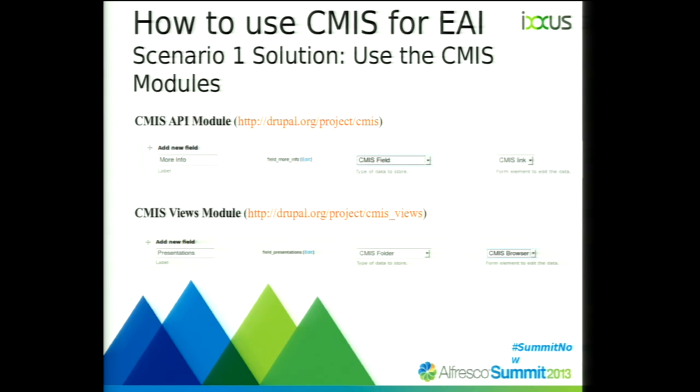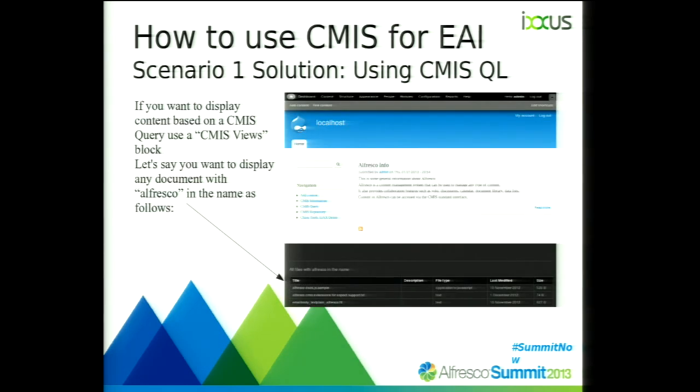Same for CMIS Views. This gives you this CMIS folder type, which gives you a browser. So you can browse to a folder in Alfresco and say, please display the contents of that folder in a table in Drupal. You can go on and, let's say you want to select more specifically the content that you're going to display, then you can use the CMIS query language and also create a view, a CMIS view. And here I'm displaying a block of some content that matches a query.